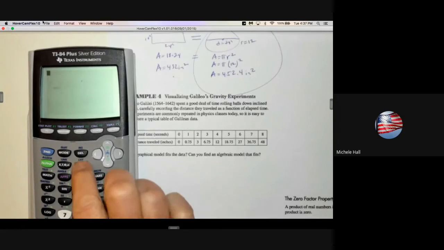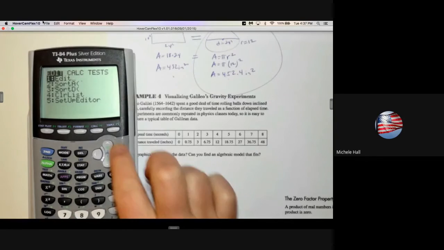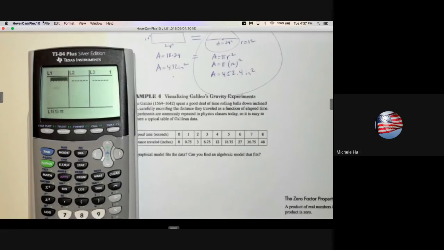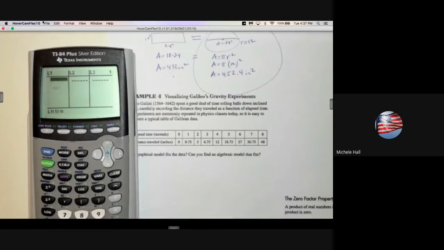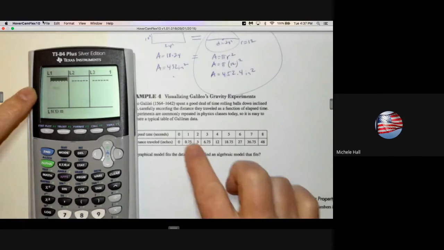Regression would go to stats. And we want to edit our list. Number 1, enter. All right, cleaned out my tables. Remember that you go up, hit clear, and come back down again. So the first list will be X.